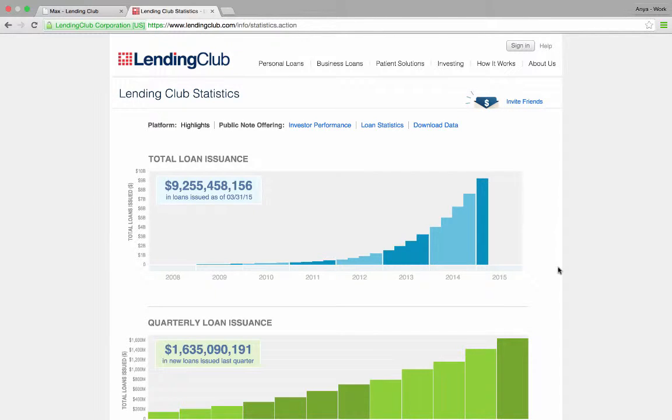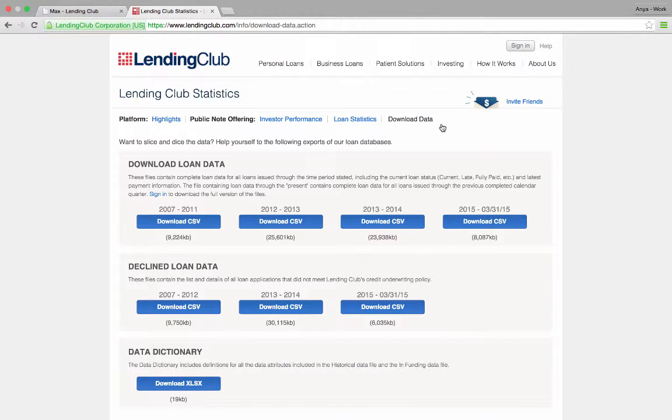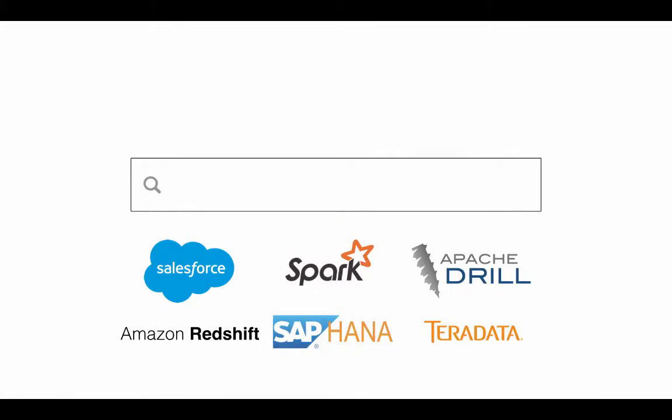They also publish a subset of this data, which includes all loans from 2007 to March 31st, 2015, excluding loans for new products. We downloaded this data to ask questions in AnswerRocket. AnswerRocket is like Google's search for enterprise data. You can connect AnswerRocket to any data source and get answers from enterprise data by simply asking.